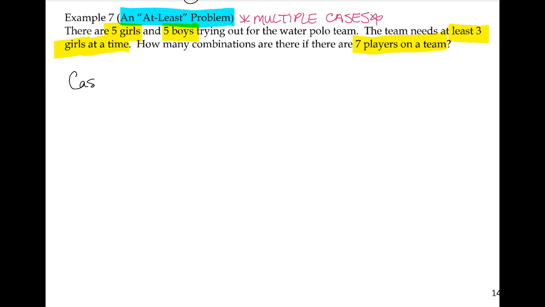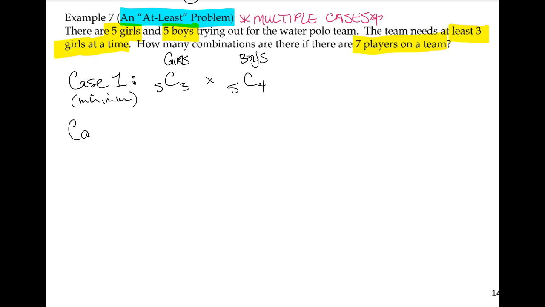So case 1 is our minimum. Of the 5 girls, and I'm always going to list girls first, just because that is my restriction, and I'll list boys second. Of the 5 girls, if I choose only 3, then if I've got 7 players total, I've got 4 people left to choose. So I've got 5 boys, and I'm going to choose 4 of them.